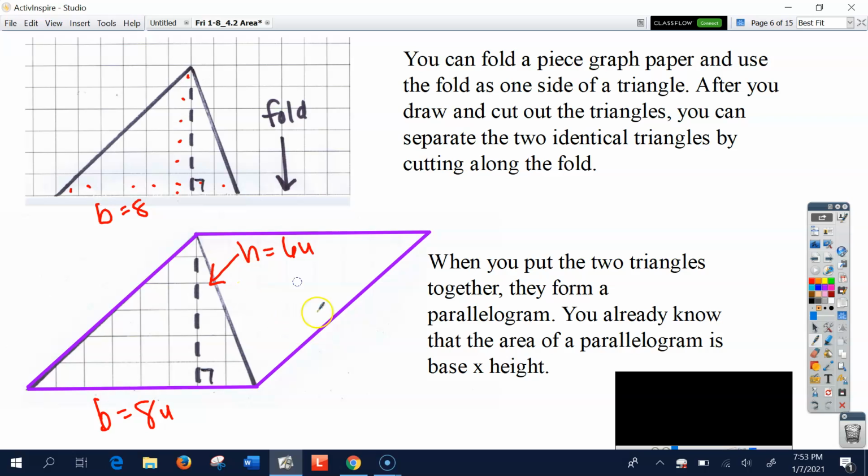And when I find the area of the whole parallelogram, it's 8 times 6. But if I'm just taking half of it for the triangle, it's 8 times 6 divided by 2. So if you put two identical triangles together, depending on the shape, you could make a rectangle, but this one is a parallelogram.